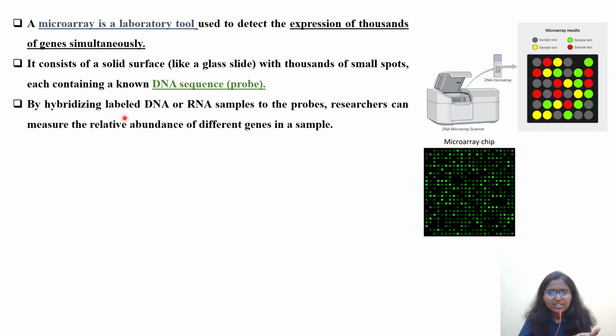By hybridizing labeled DNA or RNA samples to the probe, we take our samples containing the DNA, viral sample or RNA sample to the probe. Researchers can then measure the relative abundance of different genes in a sample, right?